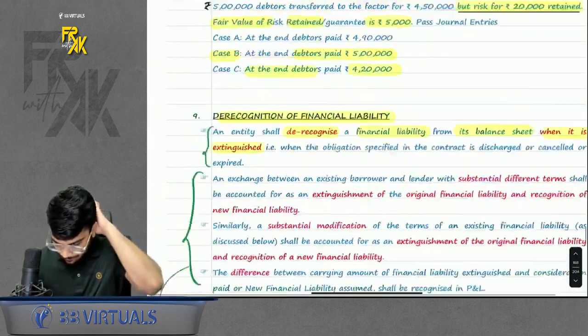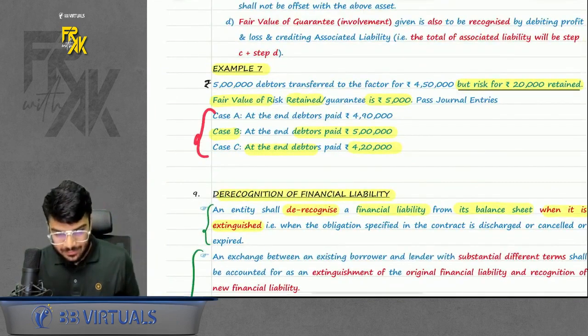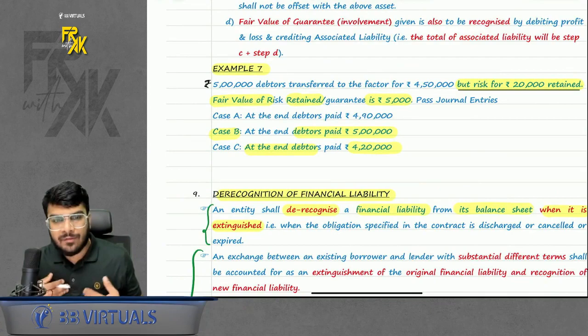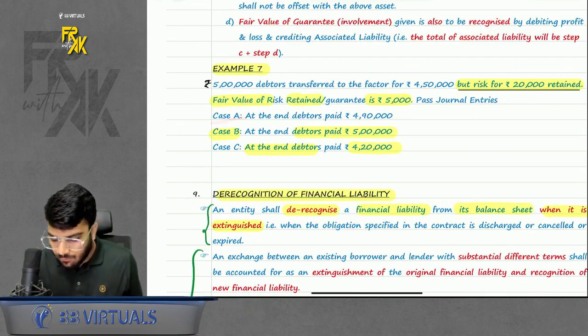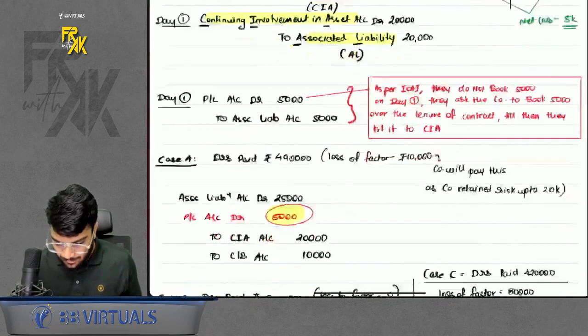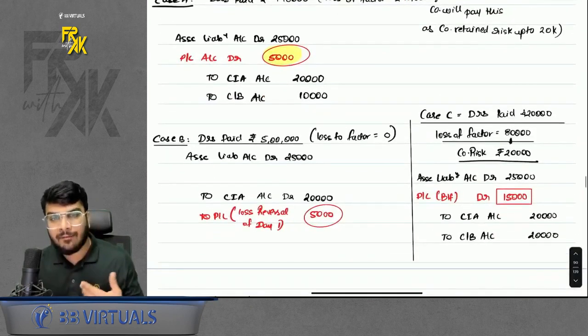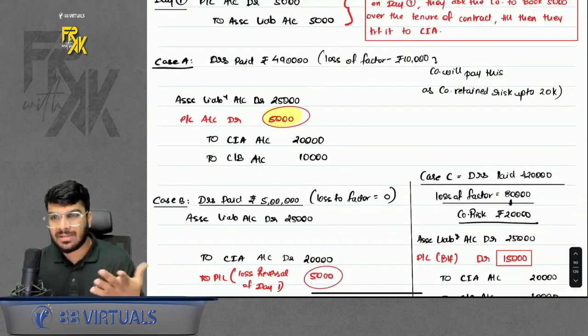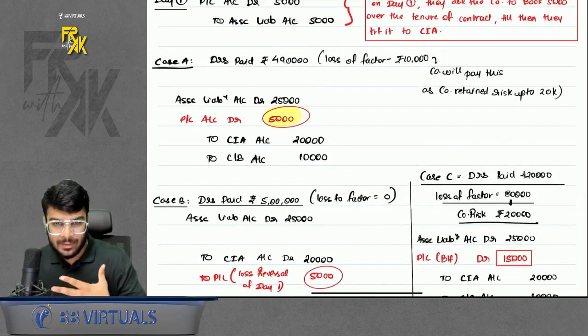Then there were 3 cases. These 3 cases are not there in the module. I have discussed these cases. What are the 3 cases? What if the debtor pays only 4,90,000? In that case, I will have to make the balance 10,000 payment, because risk up to 20,000 I was ready to bear.